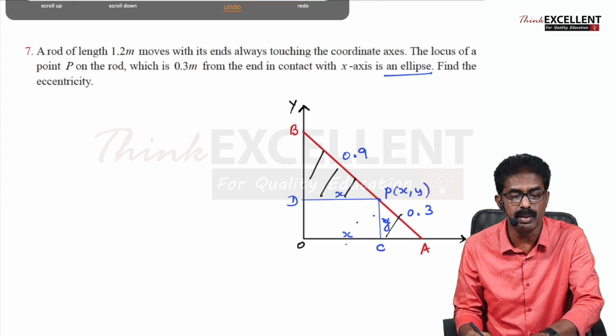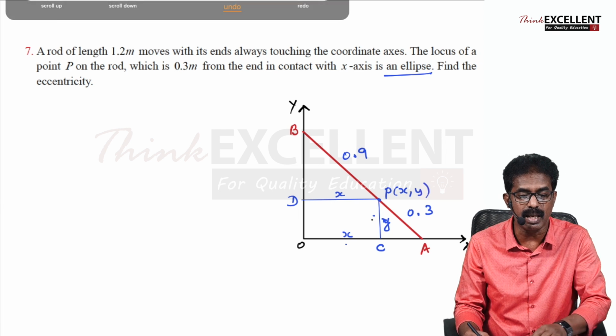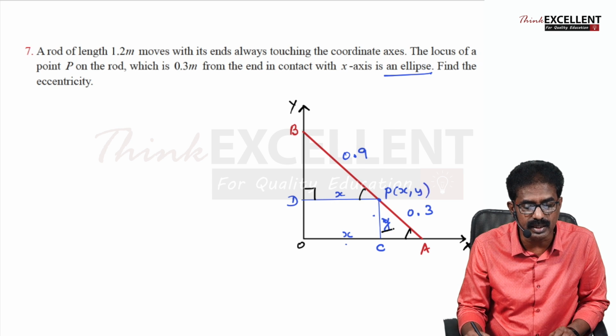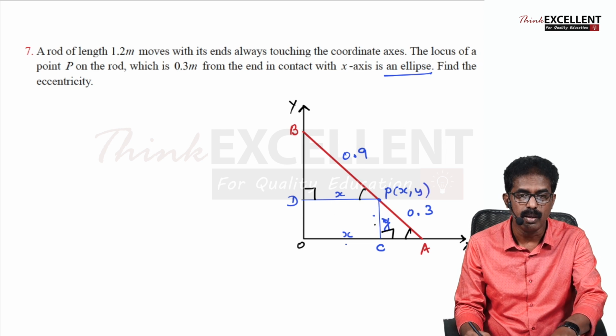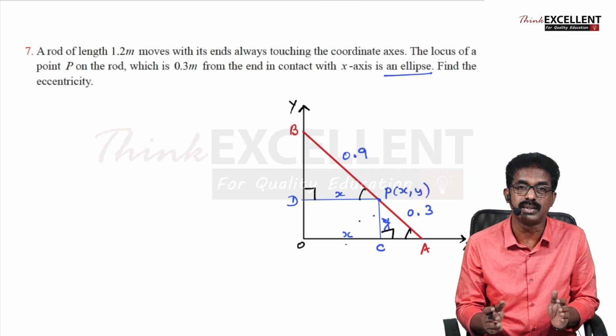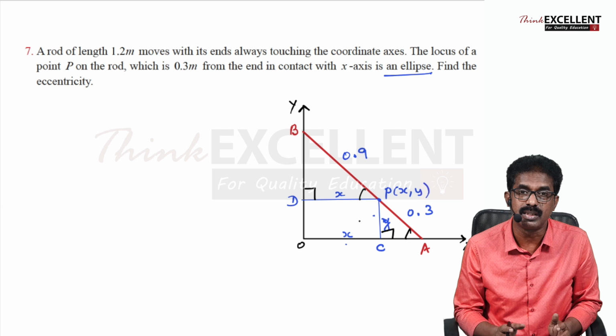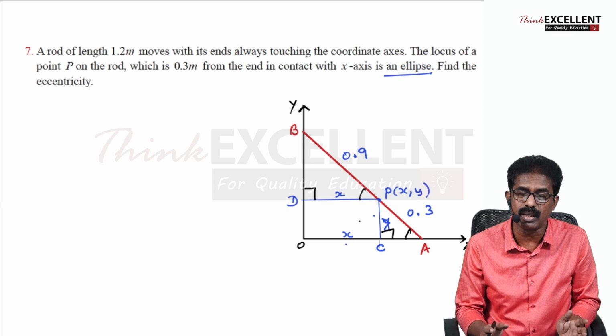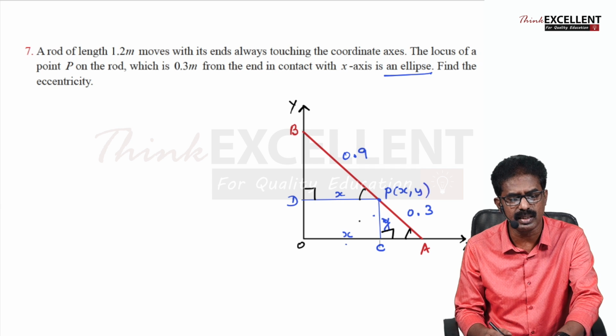How can you prove they are similar? You can use AA similarity. These two angles are corresponding angles, and this angle is 90, right? One angle is 90. So you can say by AA similarity the two triangles are similar. Then you can say the corresponding sides are proportional. After that you can use Pythagoras theorem. That is one method. And there is another method.